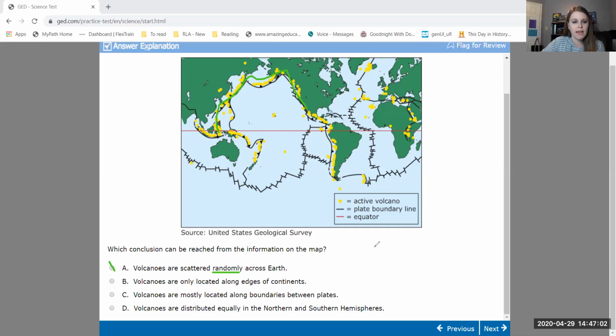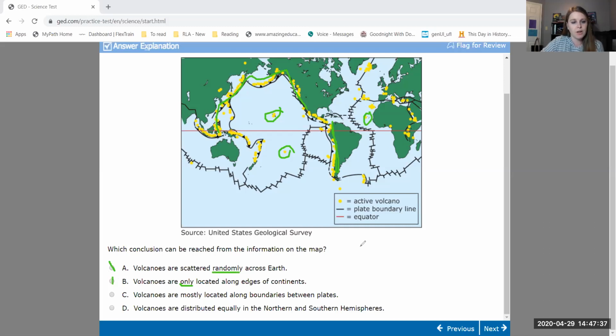Letter B, volcanoes are only located along edges of continents. Well, that's true here. There's an edge of a continent. But there's one here, there's one here, one here. So I don't like this word only. Anytime I see only or always or all, I always stop and think, do we know for sure 100% that's true? Chances are we don't. And in this case, we definitely know that's not true because we have several examples of ones that are not on the edges of continents, so it can't be B.